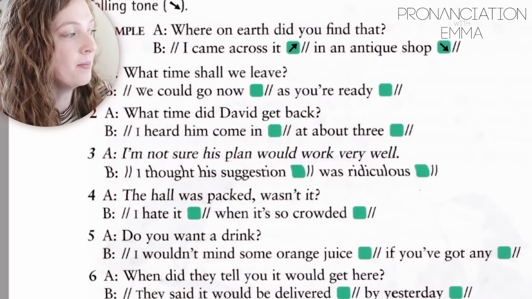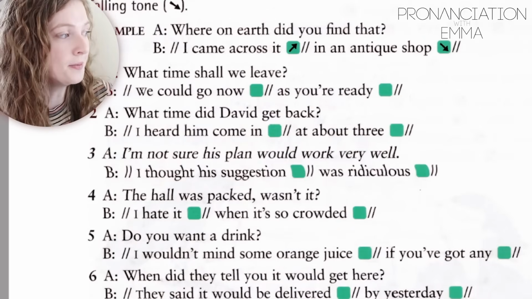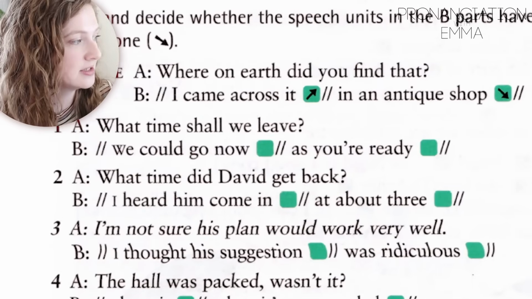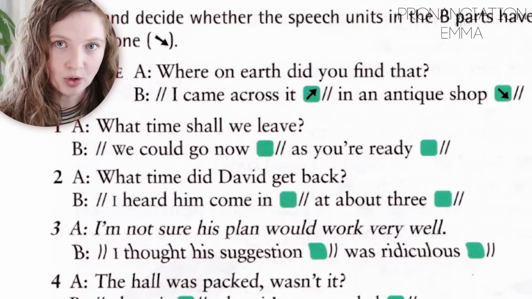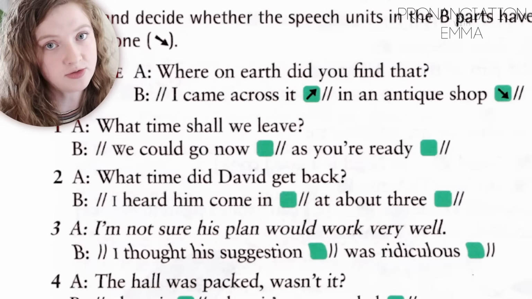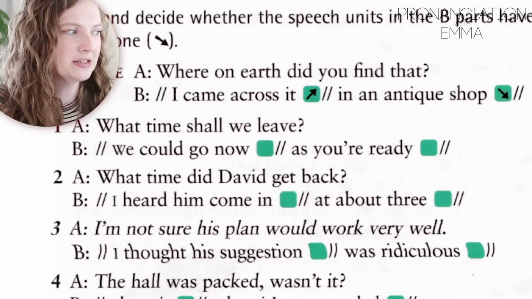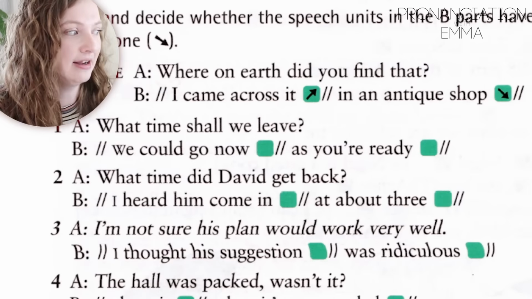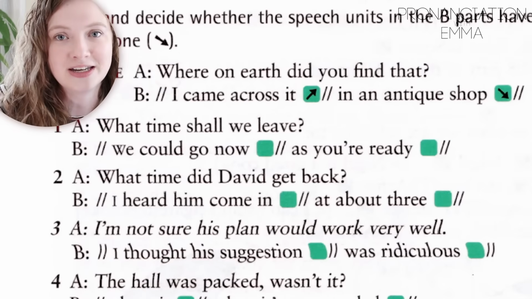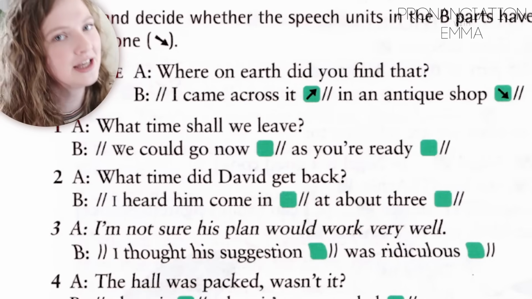So as you can see in the example, and this book is great because it always gives examples when it gives the activities. You've got the example, where on earth did you find that? I came across it in an antique shop. So, in an antique shop gives us new information. So the intonation is going to fall here. I came across it is basically repeating, I found it. And the person asked, where on earth did you find that? And they're saying, I found it. I came across it. So the intonation goes up to show that this is not new information. The new information is in the antique shop.